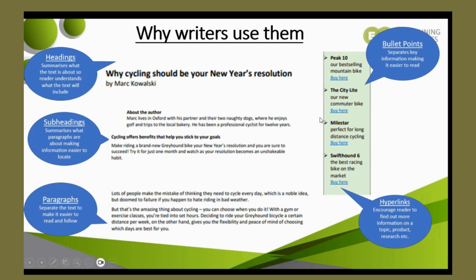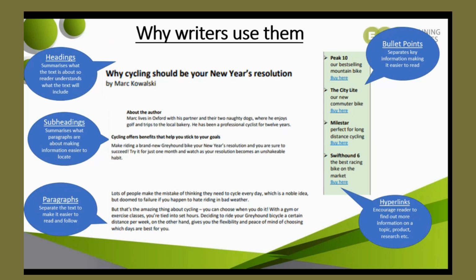So, why do writers actually use these techniques? Headings summarise what the text is about. So we are aware, as a reader, what the following text will include, and that will encourage us or discourage us from reading that text.